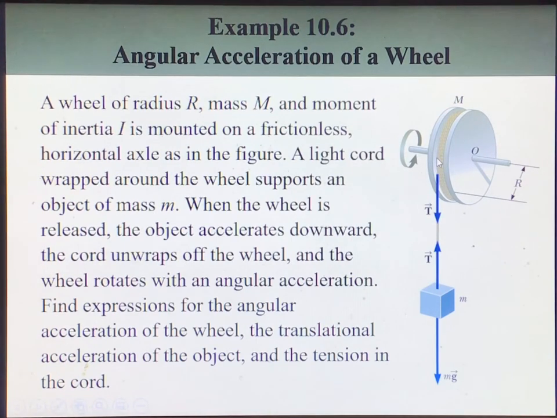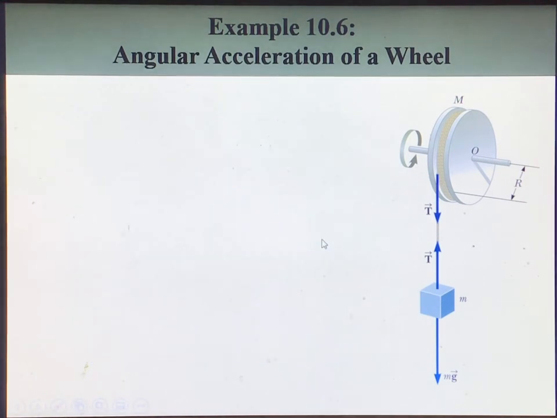So we can write down one equation for the force and one equation for the torque, and then use those two equations to find the force of tension as well as the translational acceleration. I want to find expressions for the angular acceleration of the wheel, the translational acceleration of the object, and the tension in the cord. So there are three quantities that we're going to calculate here.